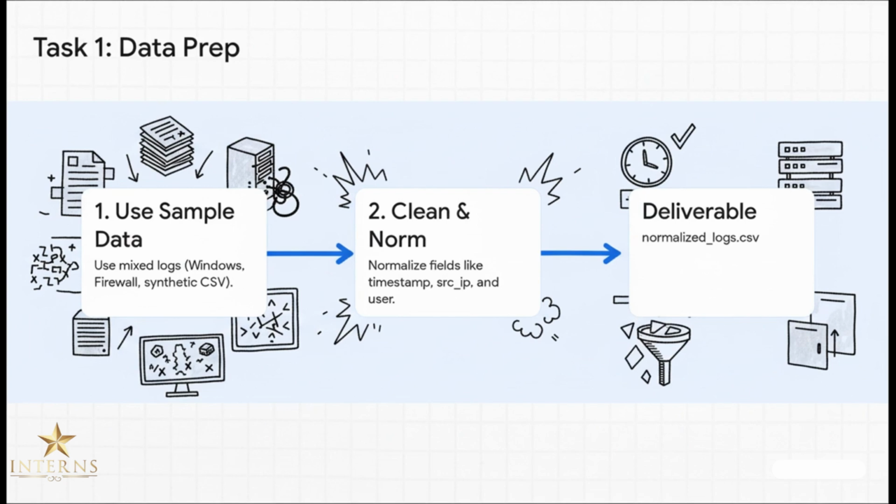You know that saying in data science, garbage in, garbage out? It's 100% true here. You'll take a sample set of raw logs, could be from Windows, maybe a firewall, and your job is to clean it all up. That means normalizing key fields like timestamps and IP addresses so that every part of your pipeline can understand it. Your deliverable for this step is just that one clean, structured CSV file.